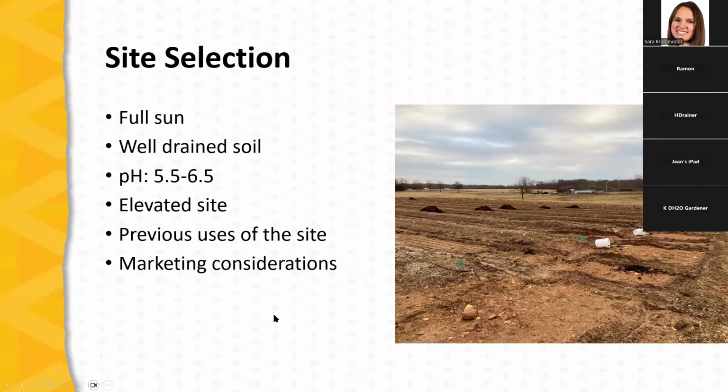And if you're planting for yourself, you don't have to worry about marketing. But if you're planning to grow and go sell at the farmer's market or elsewhere, you might want to know what your clientele wants to buy, the type of fruit, and you can select at what time, and you can select the varieties appropriate for your market.